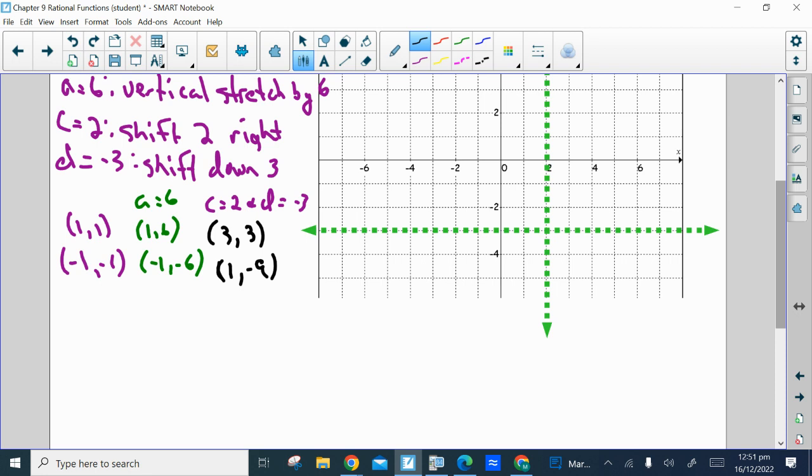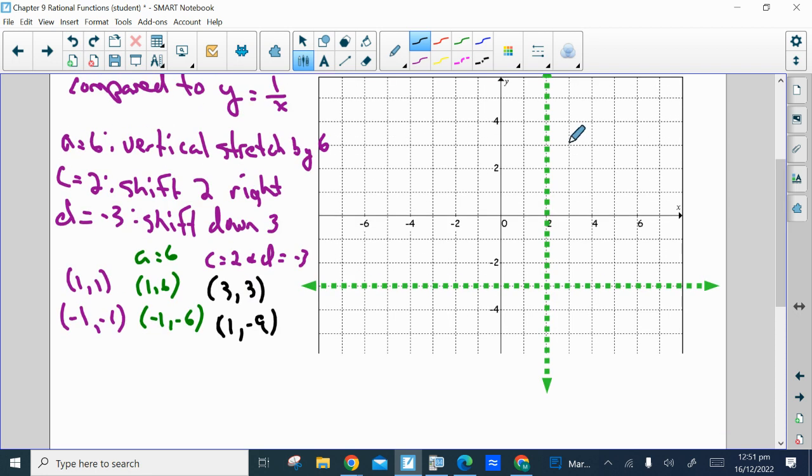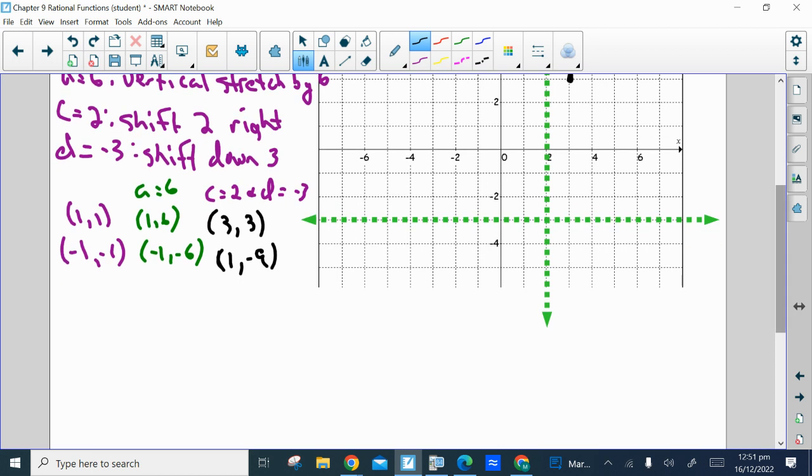Right, so the new graph will go through the point 3, comma 3, which is there, and 1, comma -9, that we're going to have to kind of estimate where that will be. This is -4, 5, 6, 7, 8, 9, approximately right there. So this is what our graph will look like.